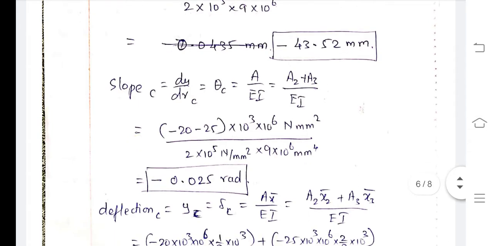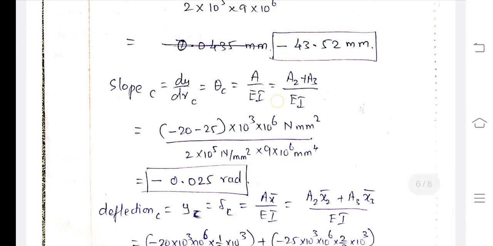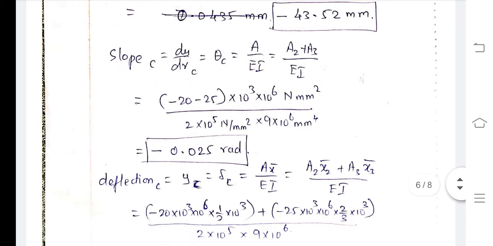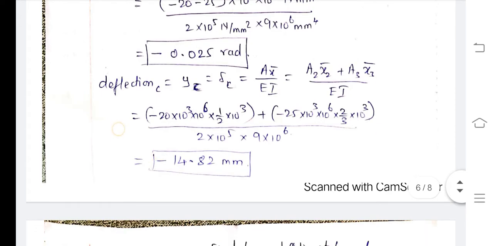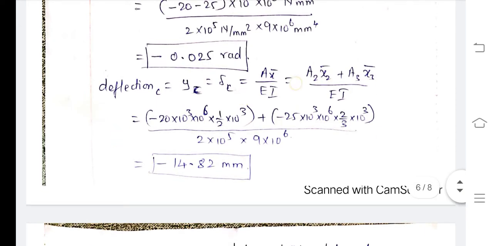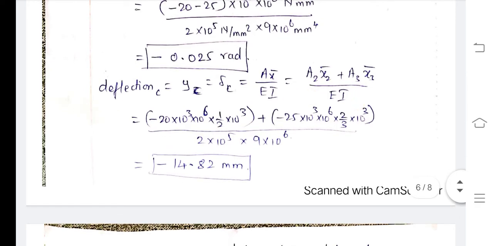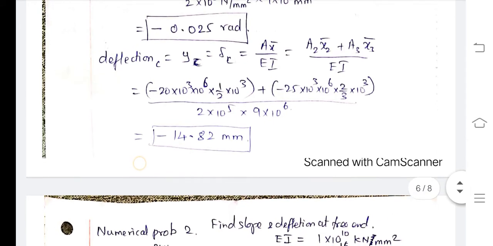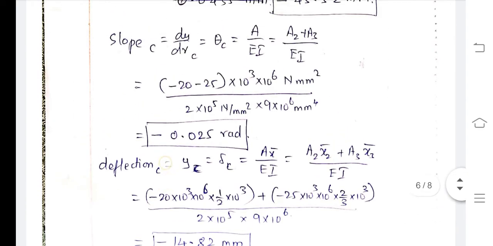Then the final deflection is minus 43.52 millimeters. Then the slope at C: for the slope at C, we are going to A by EI. So here A2 and A3 only, because between A and C there are only 2 areas. So for that it is minus 0.025 radians. Then deflection is A x bar by EI. So A2 x2 bar plus A3 x3 bar. So here the x2 and x3 are those found between A and C in step 2. Substituting that, we will get the corresponding deflection. It is minus 14.82. So this is problem 1.